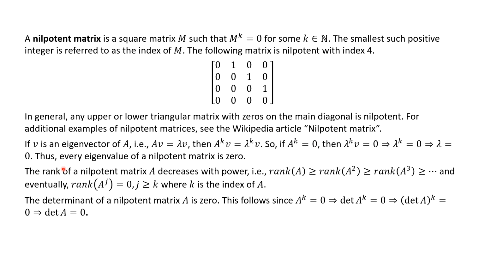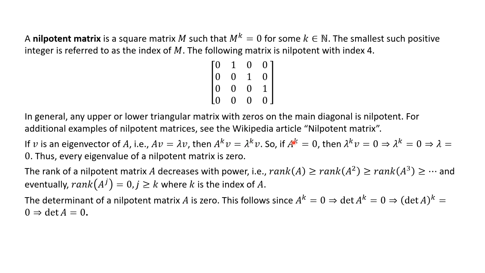Then we have a few properties of nilpotent matrices. If v is an eigenvector of A, in other words, if Av = λv for some non-zero vector v, then if you take A^k v and keep applying this identity, eventually you'll get this equal to λ^k v.